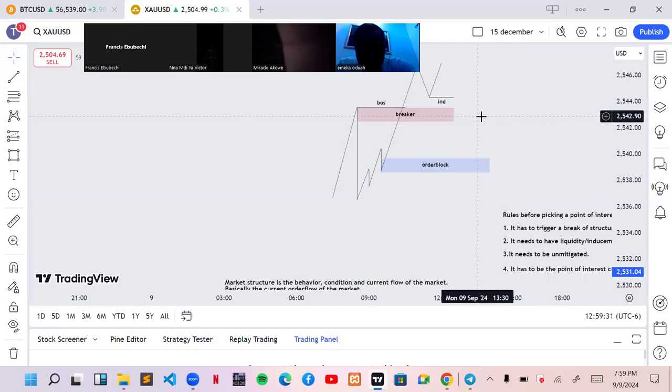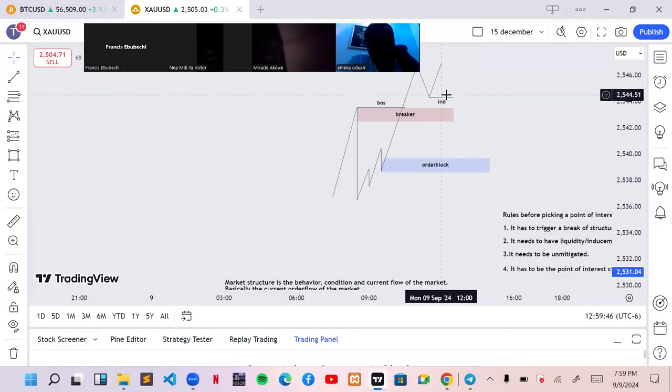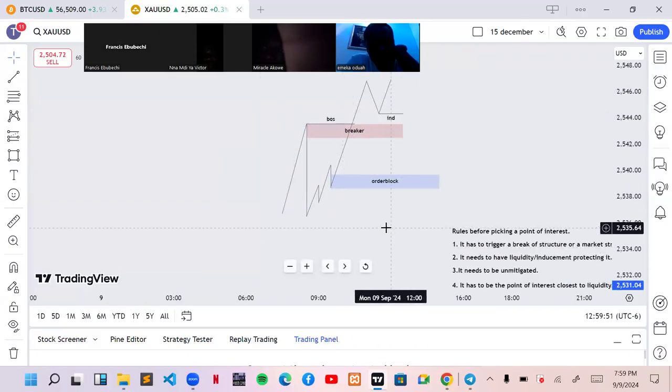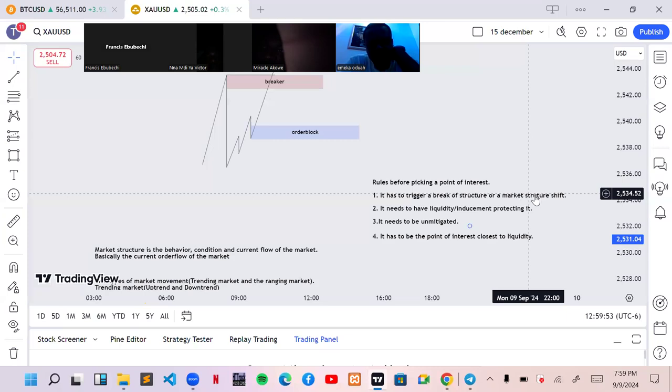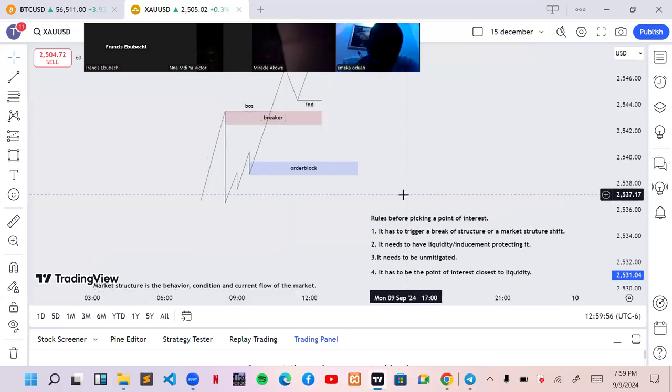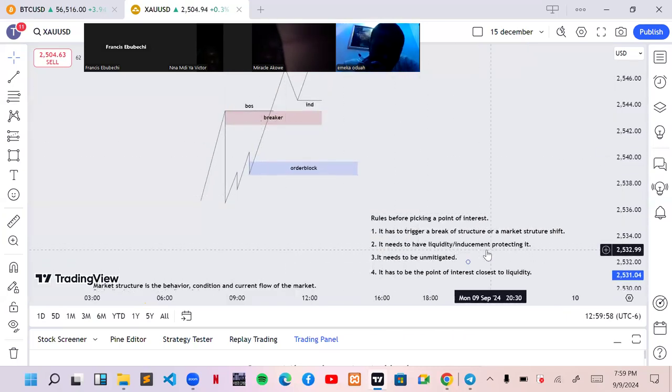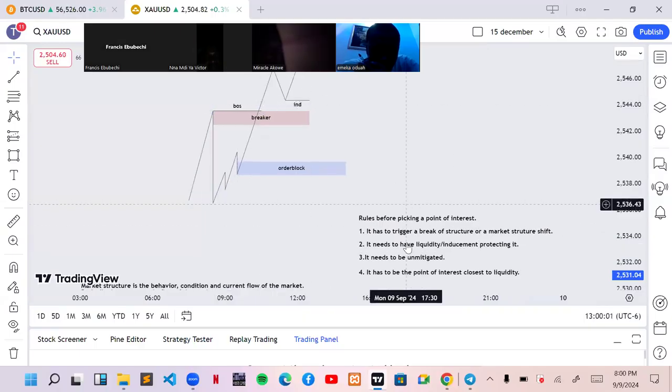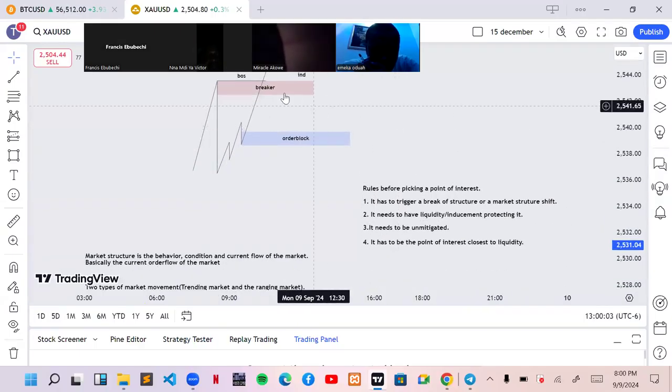Now, what you have to pay attention to after a break of structure or a market structure shift is that first pullback. It's very vital, very crucial. That will tell you whether to use a breaker block to pick your entry or whether to use an order block. If you pay attention to the first pullback that market made, it did not mitigate this breaker. So now the rule says it has to trigger a break of structure or a market structure shift. It did. The second rule says it needs to have a liquidity or inducement protecting it. It has inducement protecting it. The third one says it needs to be unmitigated. This breaker is unmitigated. The order block is also unmitigated.